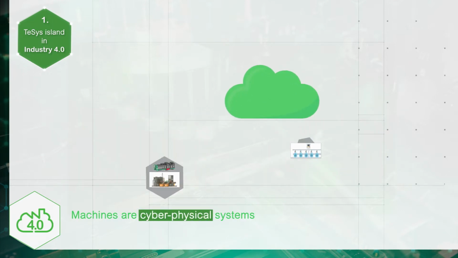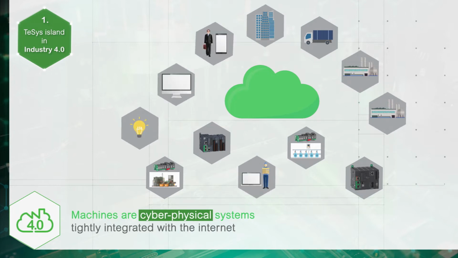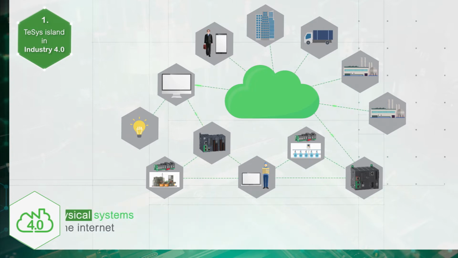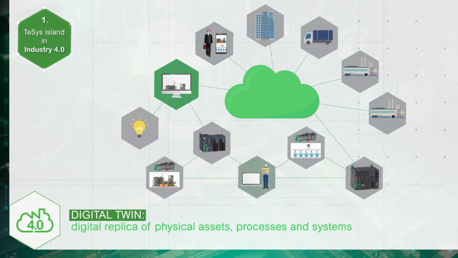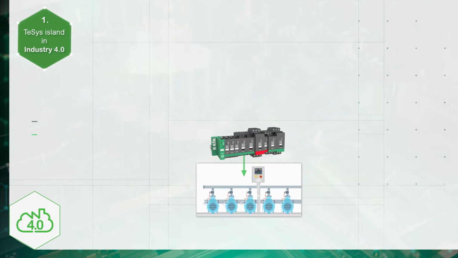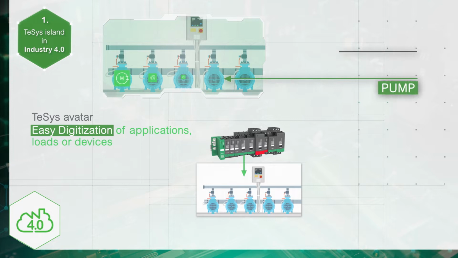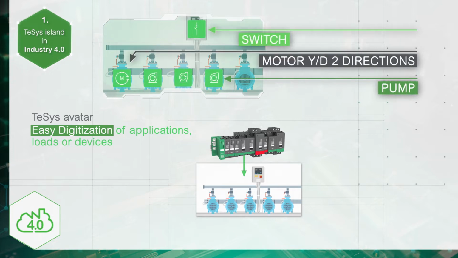That means they are mechanisms controlled or monitored by computer-based algorithms tightly integrated with the Internet and its users. In cyber-physical systems, physical and software components are deeply intertwined and interacting with each other in a myriad of ways. Adding a digital layer on top of the physical object, TeSys Avatar acts as a digital twin with ready-to-use functions and predefined behavior to integrate easily applications, loads or devices in a cyber-physical system.